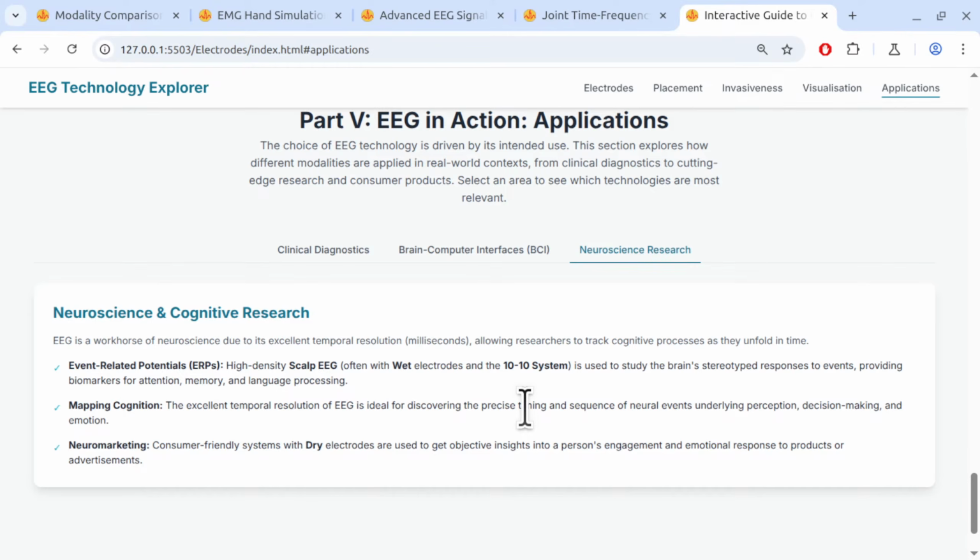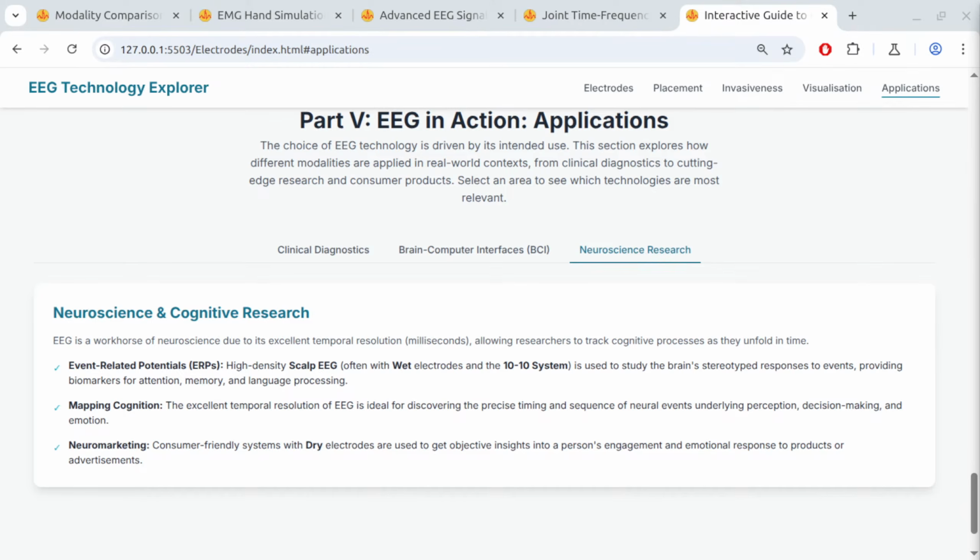What else? Neuroscience research, of course. Mapping cognitive functions like attention, memory, language. EEG's temporal resolution, its speed, is still unmatched for tracking brain processes in real time. Think of classic experiments identifying things like the P300 wave, that little electrical blip your brain makes about 300 milliseconds after an unexpected or meaningful event. EEG is perfect for catching that.